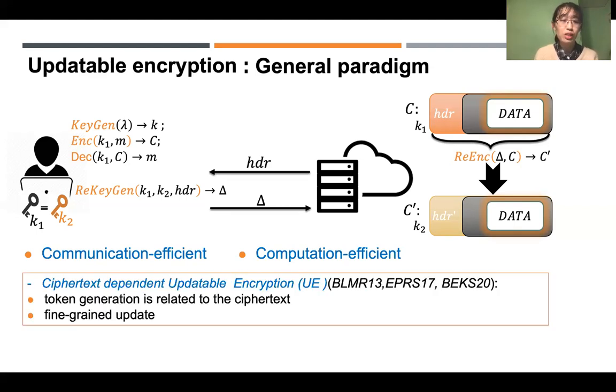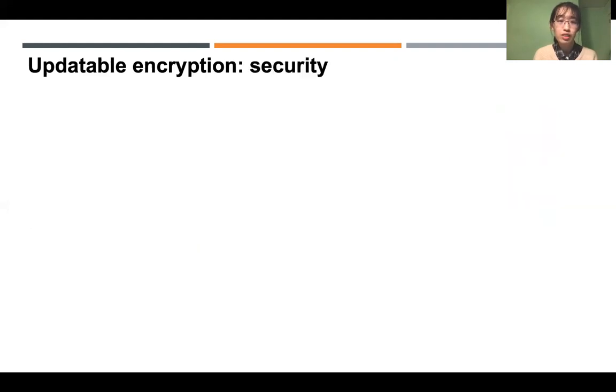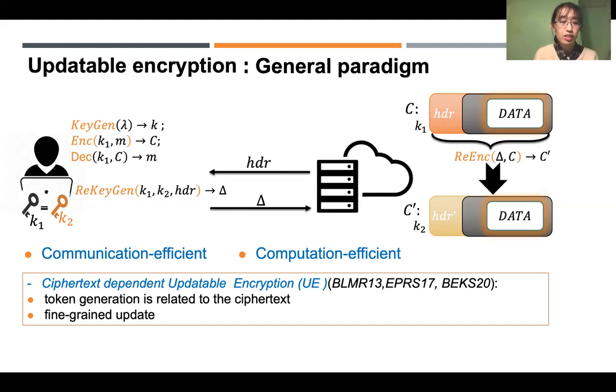From the general paradigm, we can see that the token generation is related to the ciphertext header. So general UE is also called ciphertext-dependent updatable encryption, especially if the header is so short as to be empty. In some sense, it saves the communication cost with some other trade-offs, for example, no fine-grained ciphertext update. In our paper, we mainly focus on ciphertext-dependent updatable encryption, this general case.